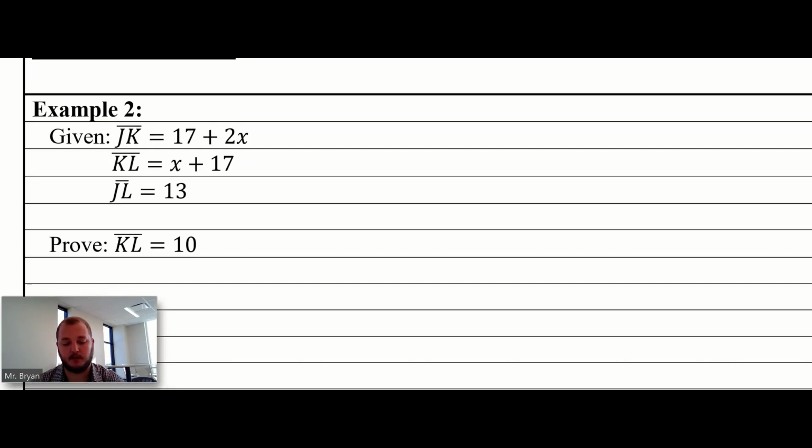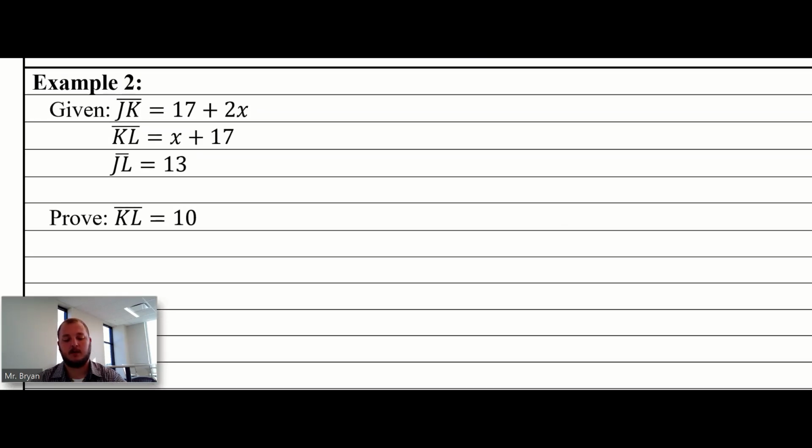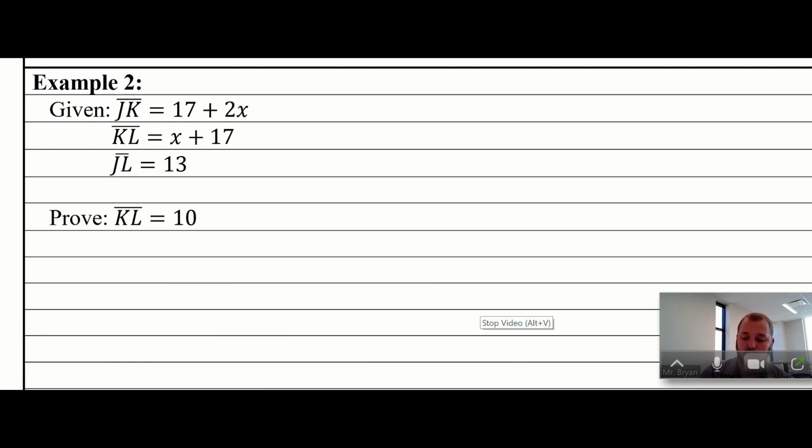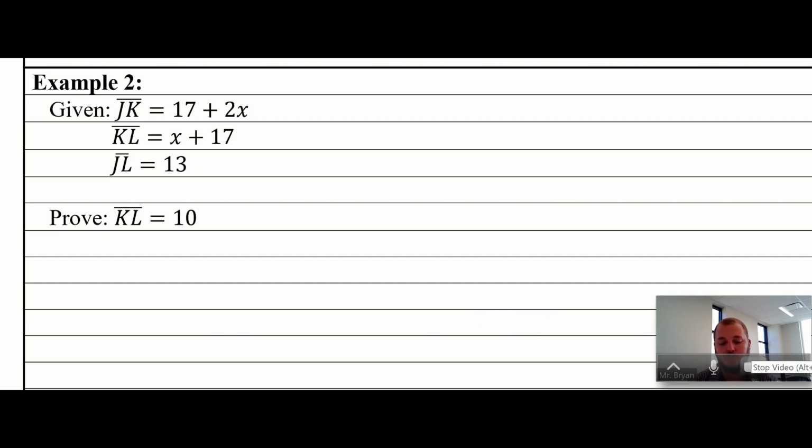Okay, so let's continue with this. Let's practice a little bit more. Let's go on with this one here. Let's say we're given this. We're not given a diagram, and in fact, I'm going to have us draw or sketch a diagram with this just so we can visualize a little bit. But we're told here JK equals 17 plus 2x, KL equals x plus 17, and then JL equals 13. Okay? And then I want to prove by the end of this that KL equals 10.